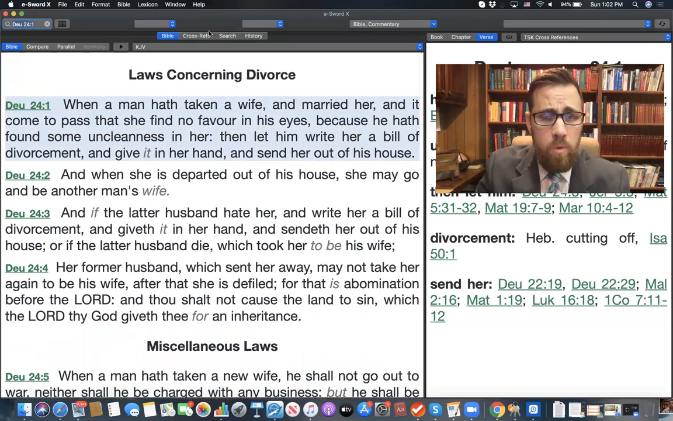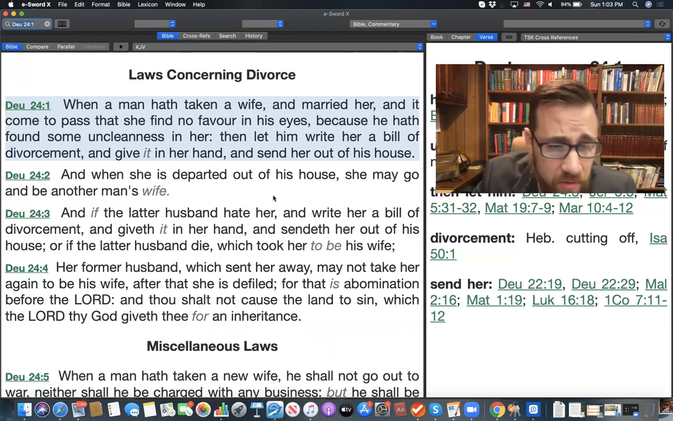"When a man hath taken a wife, and it hath come to pass that she find no favor in his eyes, because he has found some uncleanness in her, then let him write her a bill of divorcement, and give it in her hand, and send her out of the house. And when she is departed out of the house, she may go and be another man's wife. And if the latter husband hate her, and write her a bill of divorcement, and give it into her hand, and send her out of his house, or if the latter husband die, which took her to be his wife, her former husband, which sent her away, may not take her again to be his wife. After that she is defiled, for that is abomination before the Lord. And thou shalt not cause the land to sin, which the Lord thy God giveth thee for an inheritance."